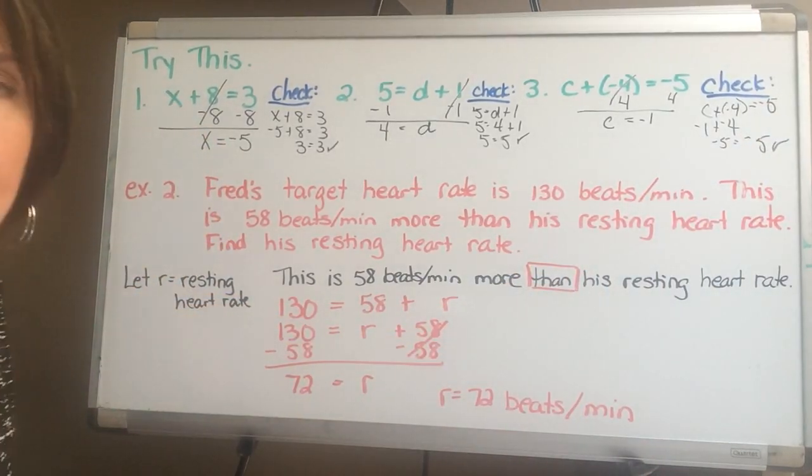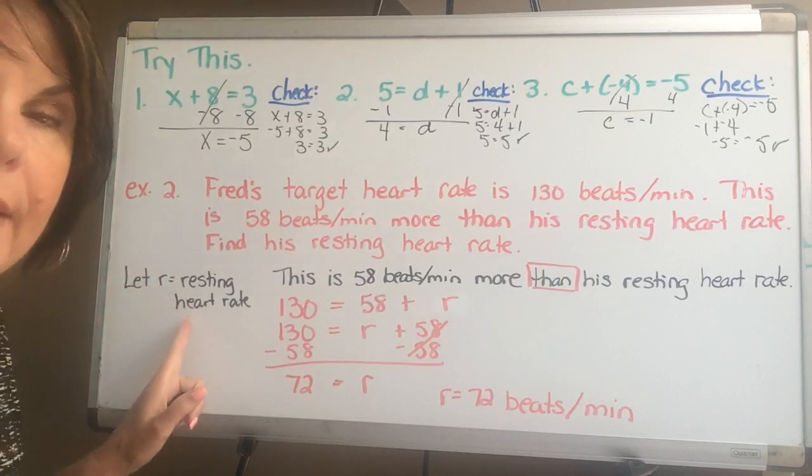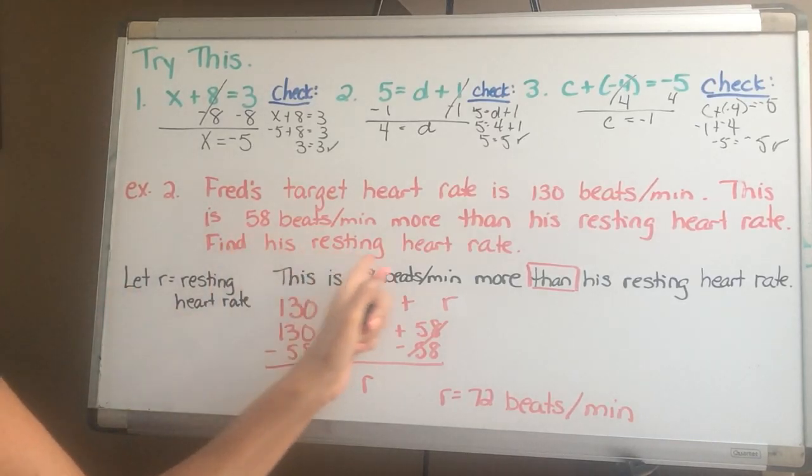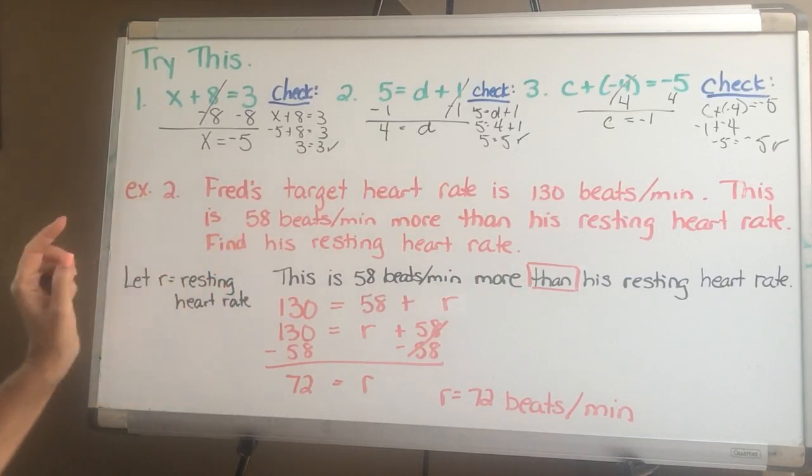Let's take a look at example 2. This is a word problem. Fred's target heart rate is 130 beats per minute. This is 58 beats per minute more than his resting heart rate. And find his resting heart rate. So let R represent the resting heart rate. That's what you're being asked to find. Find his resting heart rate. So that's going to be our variable.